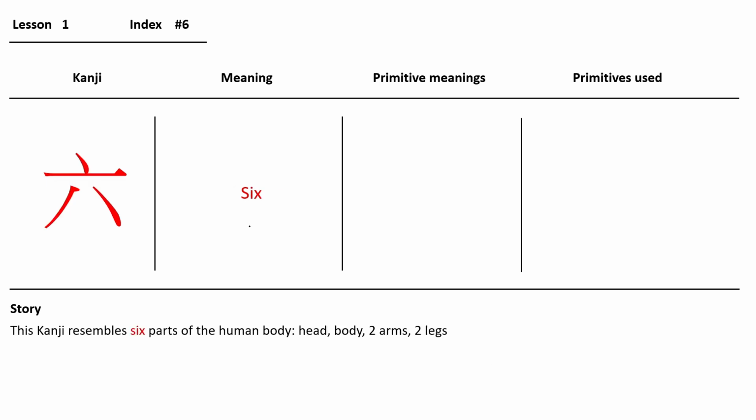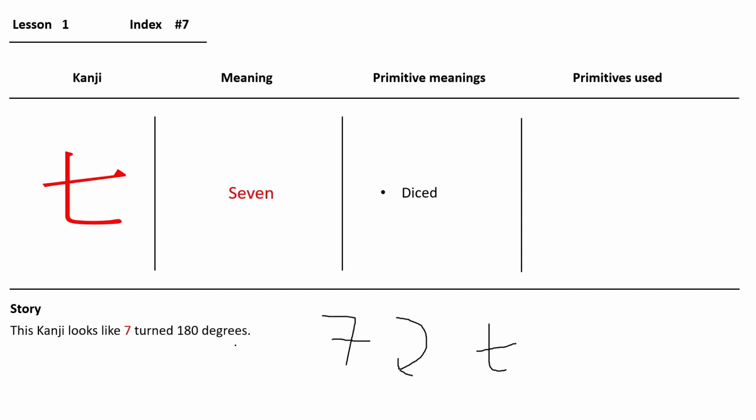Maybe let's go back to the previous one and show you the stroke order. If you want to write the kanji for 6, you start with this one, stroke number 1, 2, 3, and 4. So you have only 4 strokes for the character that means 6, which has 6 body parts. It might be a little confusing, but I'm sure you will remember this. And if you want to write kanji 7, you start with this line, and then you do this stroke. So you only have 2 strokes, 1 and 2, for the character 7.